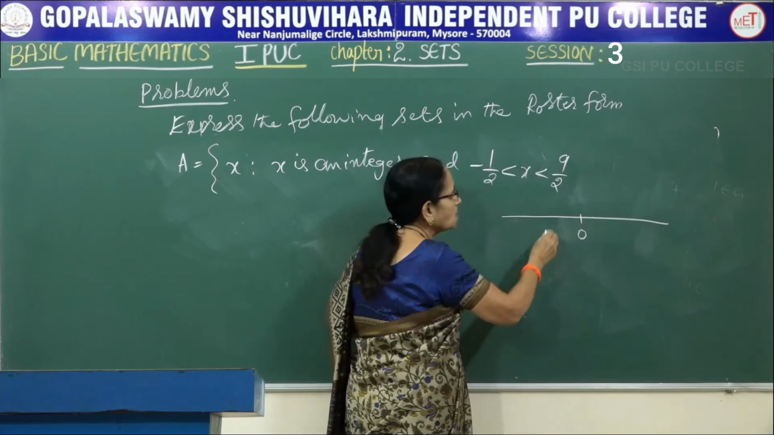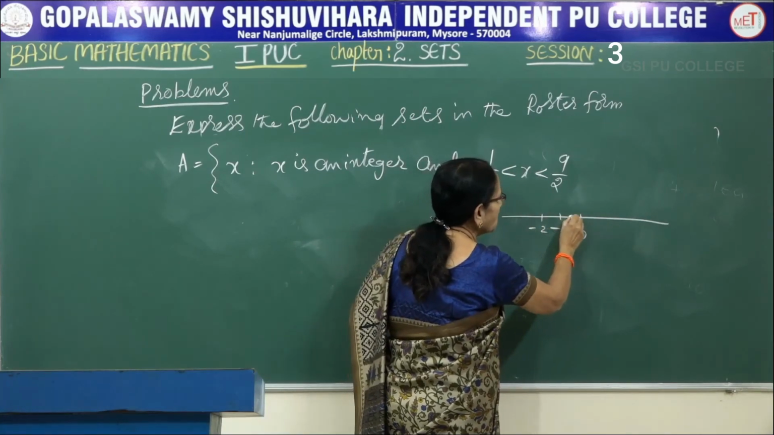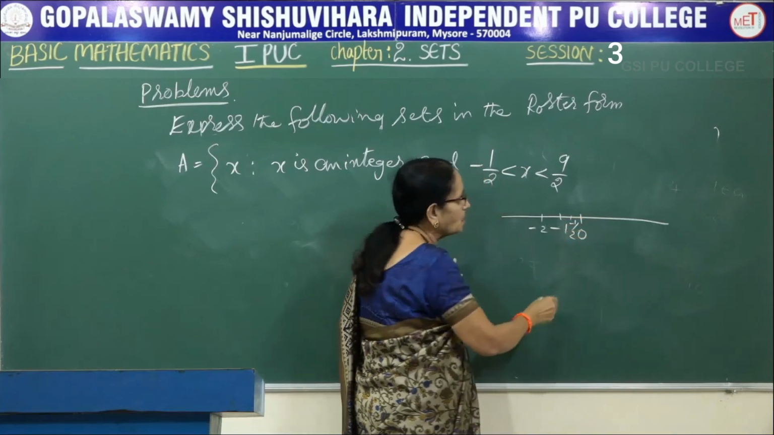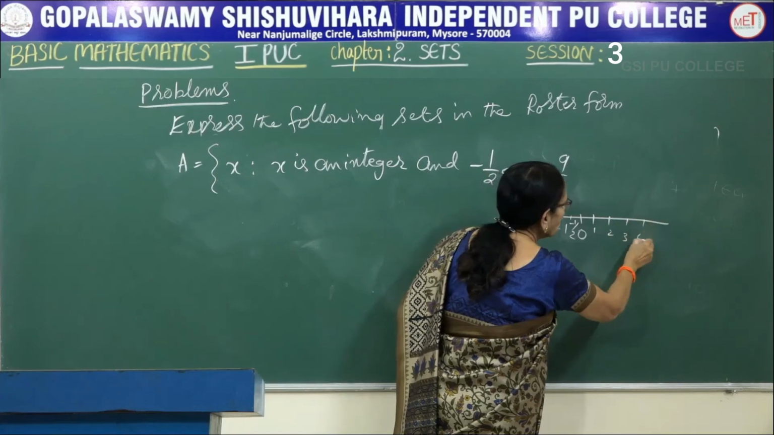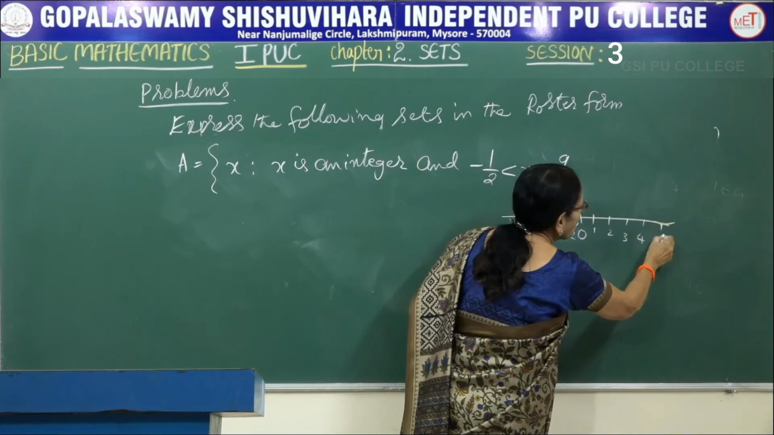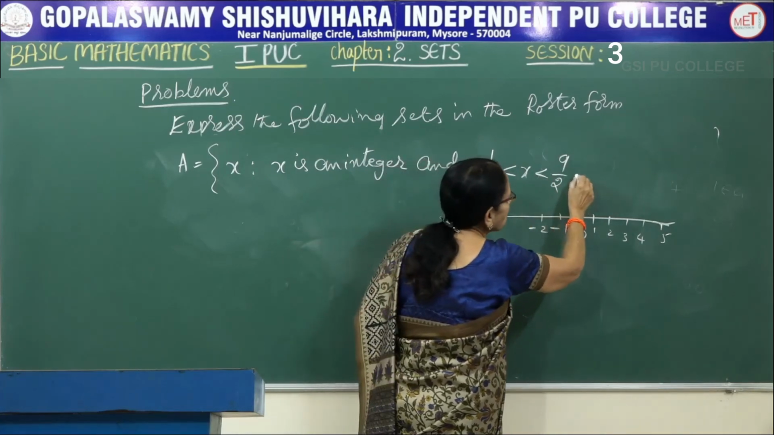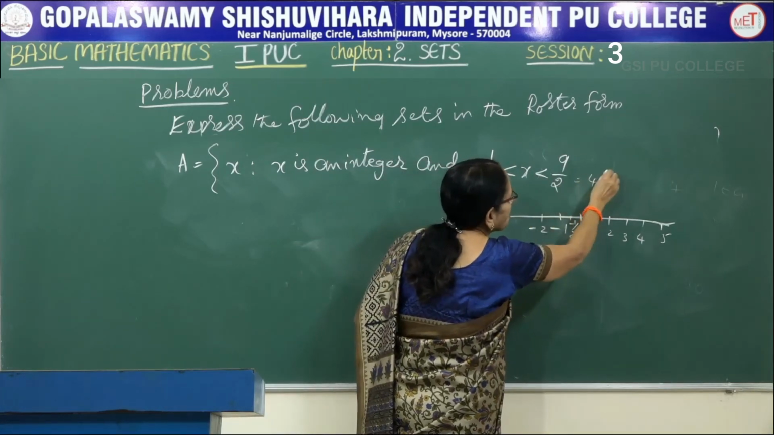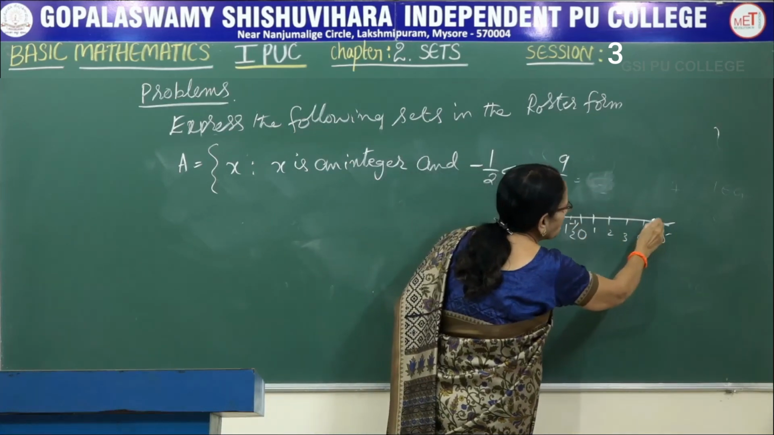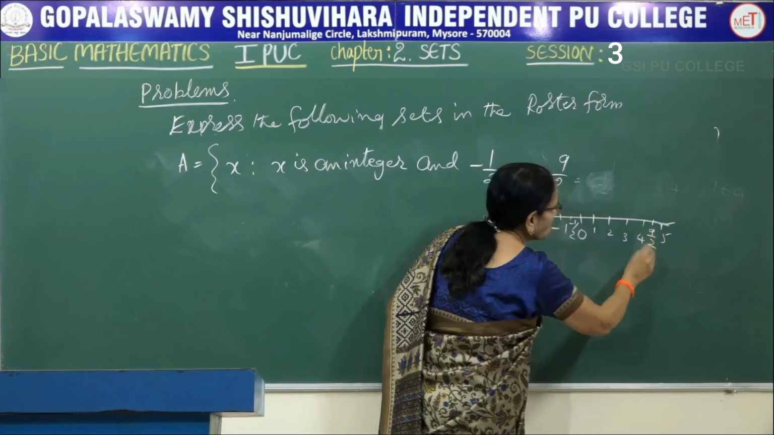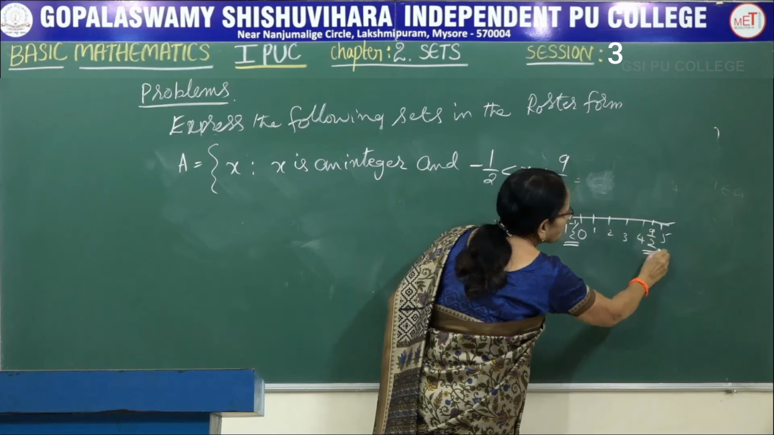This is 0. So we are having here minus 1 and here minus 2. In between it becomes minus half. And here 1, 2, 3, 4 and 5. Now what is the value of 9 by 2? 9 by 2 means if you divide here, 2 4s are 8 and it is 4 and a half. That means that here in between 4 and 5 we get 9 by 2. So this is the first point, minus half and plus 9 by 2.